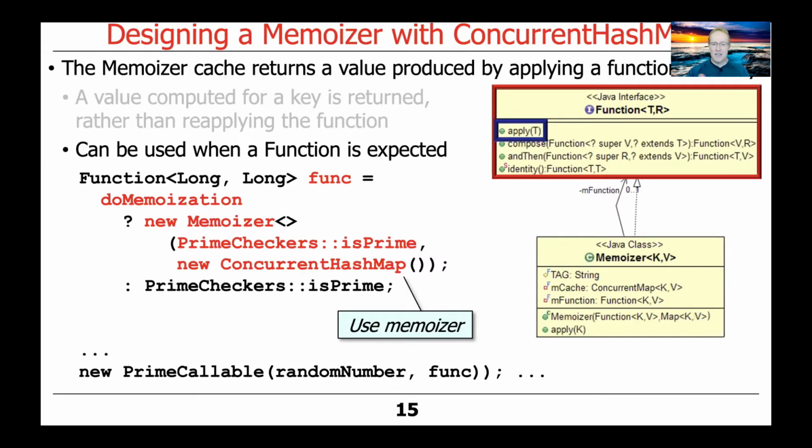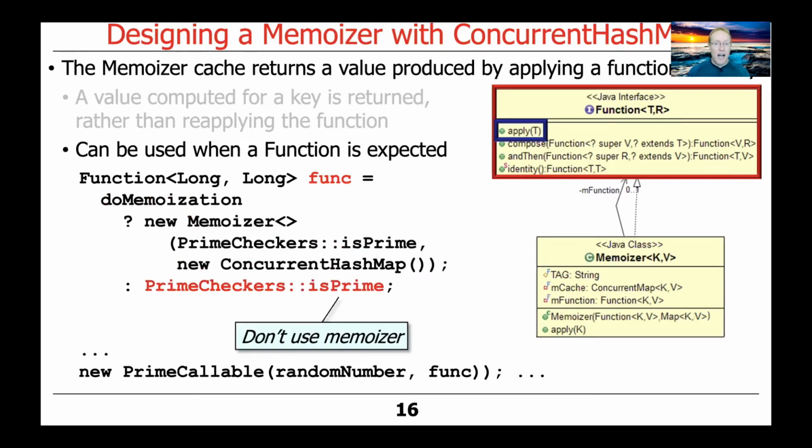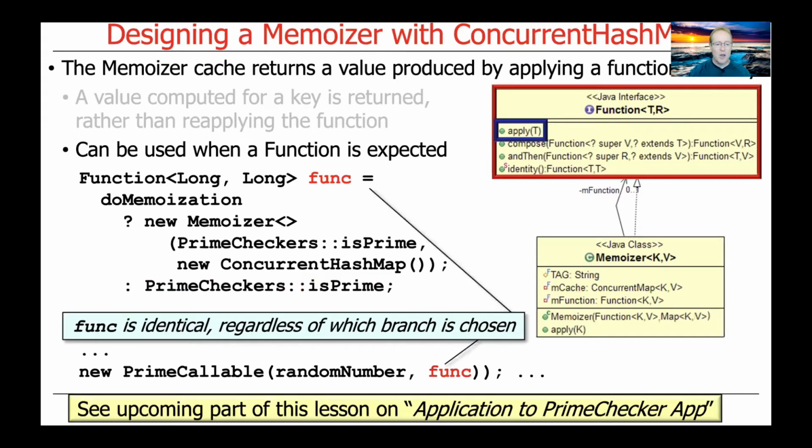And it'll also pass in ConcurrentHashMap in this case, for reasons that'll become more clear in a minute. Conversely, if we're not doing memoization, we'll just pass in the isPrime method reference. So in either case, we either have memoization enabled or memoization disabled.